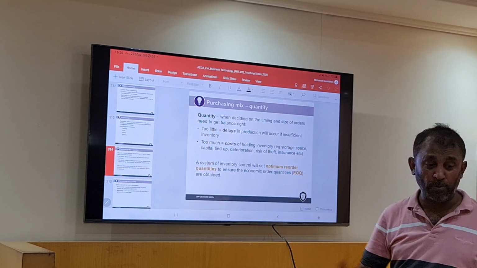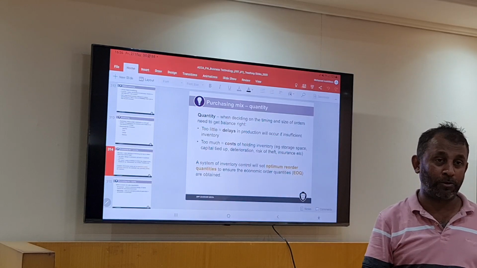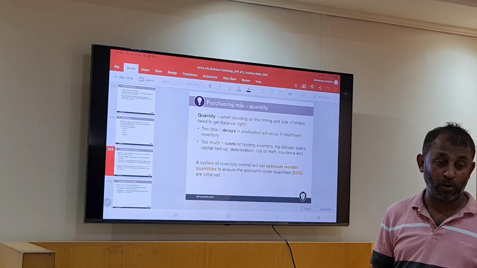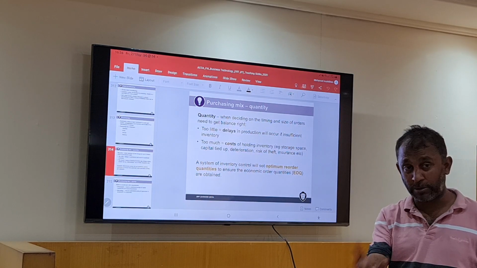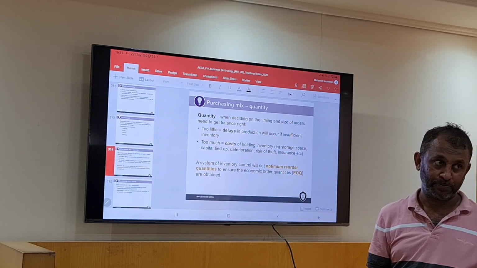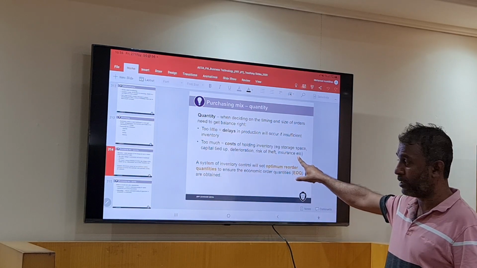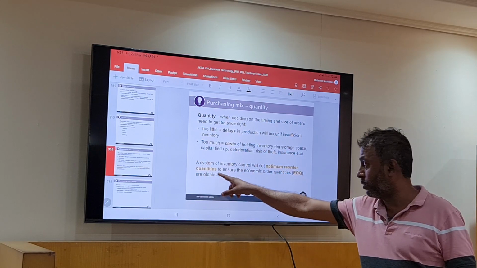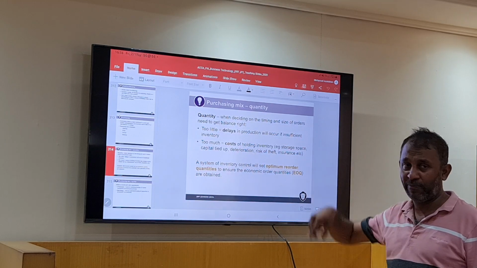If you also keep too much, there is the cost of holding inventory: keeping it in a warehouse, security guard, supervisor salary, banking, that is the holding cost. If you don't keep that amount of items, you can use that money for something else. Understood? So risk of theft, insurance, etc. A system of inventory control will set optimum re-order quantities to ensure the economic order quantity. You will study in detail in F2.